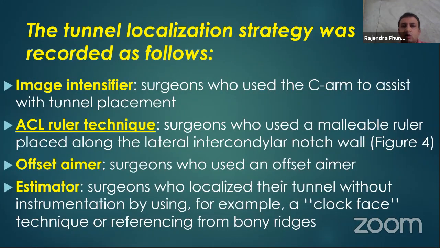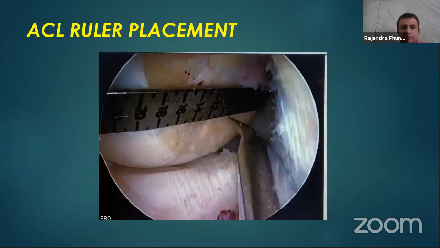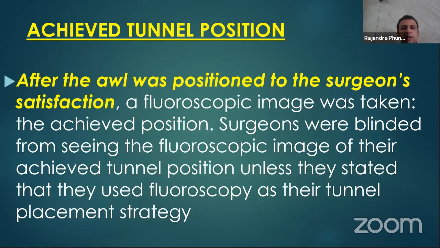The different tunnel localization strategies which were used were image intensifier, ACL ruler technique, the offset aimers, and the clock face, these techniques. This is one of the pictures where the ACL ruler placement was used as a technique. After the awl was positioned to the surgeon's satisfaction, a fluoroscopic image was taken, and the surgeon was blinded from seeing the fluoroscopic image unless he used fluoroscopy as his tunnel placement strategy.